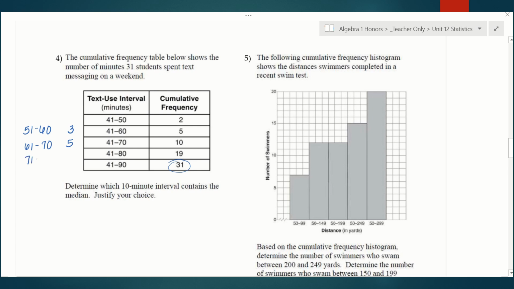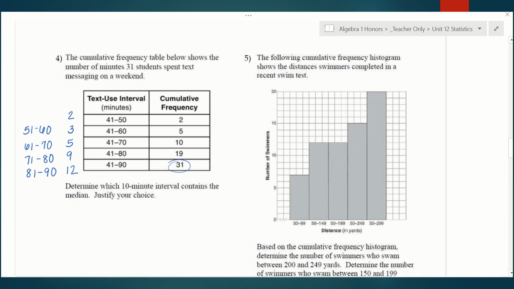Now if I do 71 to 80, that must have been 9, because 19 minus 10. And then the last interval would have been 81 to 90, and that would have had 31 minus 19, which is 12 people. Okay, so again, the median was the 16th person.